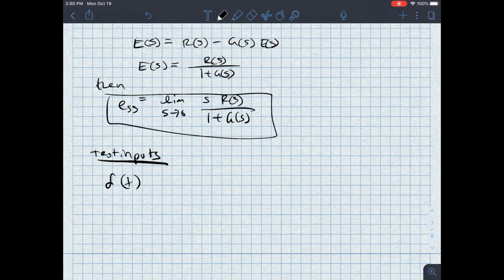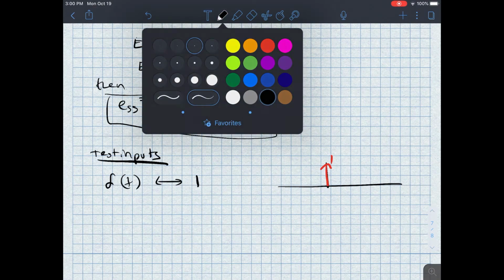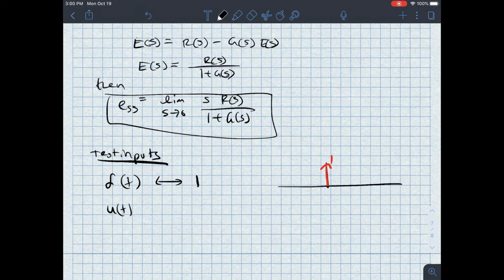Delta of t, the unit impulse, Laplace transforms to 1. If I draw that in the time domain, it just has a value of 1 at t equal to 0. U of t is the unit step, which transforms to 1 over s, which has a value of 1 as long as t is greater than or equal to 0. This is what's called the unit step. The first one is the impulse.